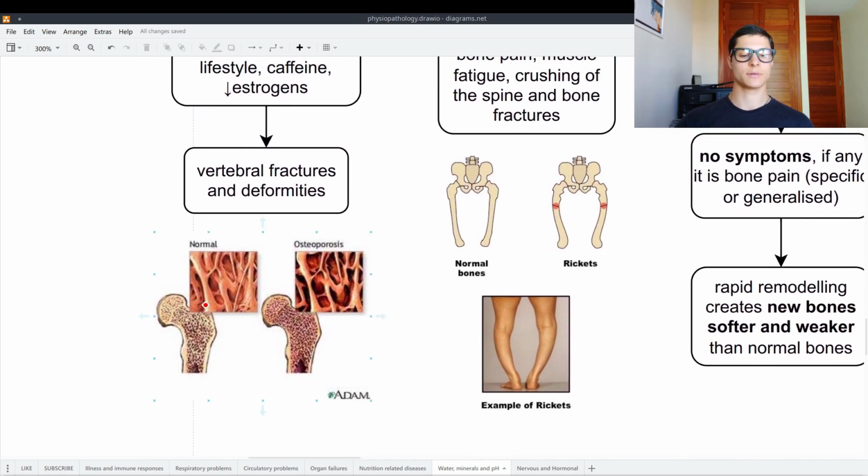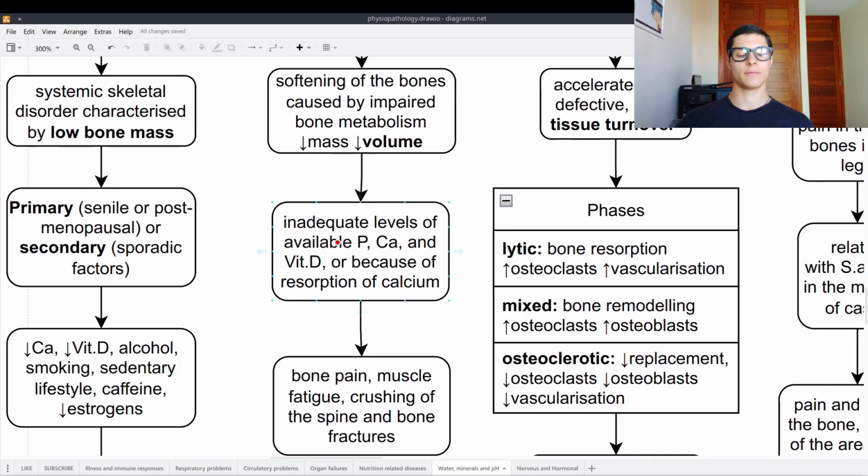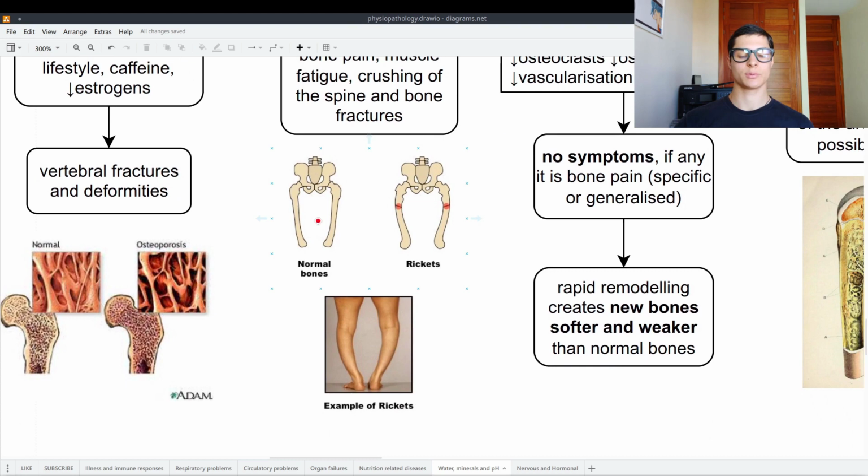As you can see, this is the difference between a normal bone and osteoporosis. Rickets and osteomalacia are a softening of the bones caused by impaired bone metabolism. Here we lower the mass, as in osteoporosis, but we also lower the volume. It's due to inadequate levels of available phosphorus, calcium and vitamin D, or because of resorption of calcium. It causes bone pain, muscle fatigue, crushing of the spine and bone fractures. And this is the difference between normal bones and rickets. As you can see, they are bent.